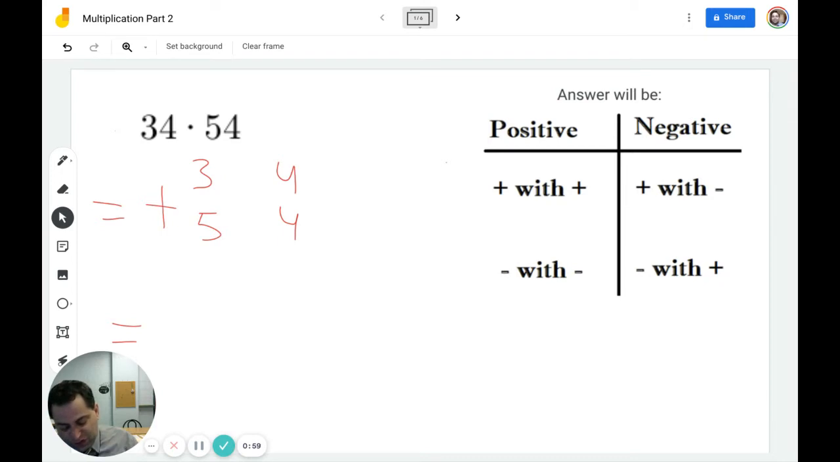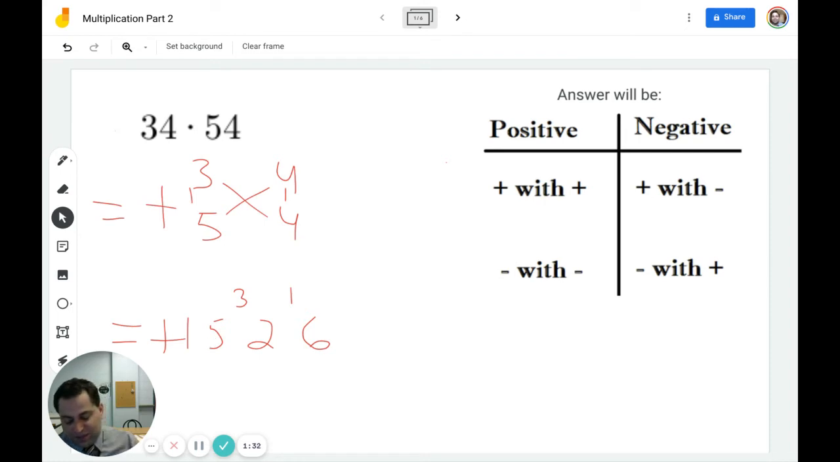So first things first, we have to do 4 times 4. That's going to be 16. And I'm going to write the 16 like this, 6 and a 1. Next thing we have to do is we have to cross multiply and add up. So we have 3 times 4 is 12, 5 times 4 is 20. 20 plus 12 is going to be 32. And I'm going to write that like that. And then lastly, we have to do 5 times 3, which is 15.